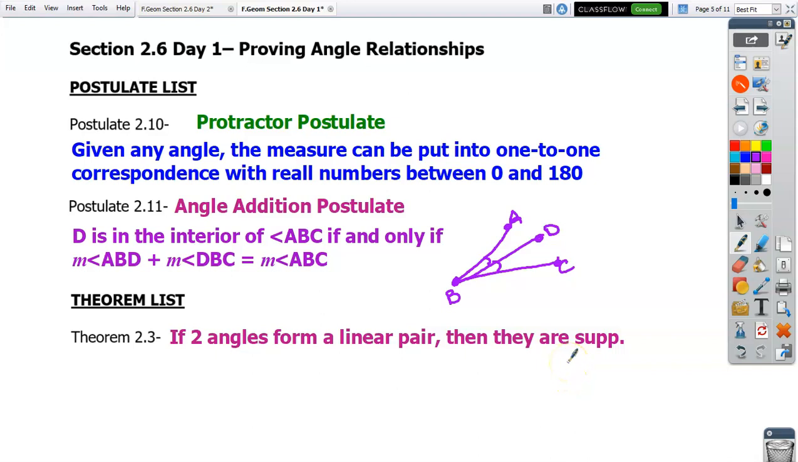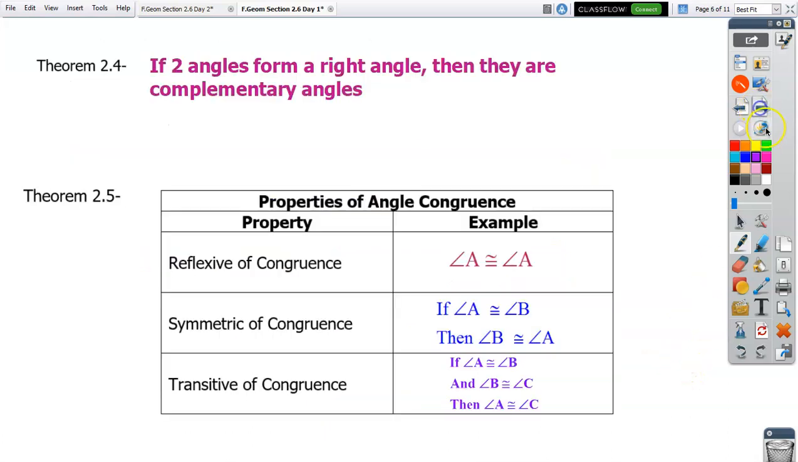Theorem 2.3. If two angles form a linear pair, then they are supplementary. That just kind of comes from the definition of a linear pair, which looks like this. Those two angles will make up a straight line, which means that they are supplementary or add to 180. Great.